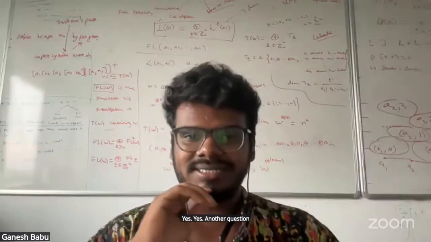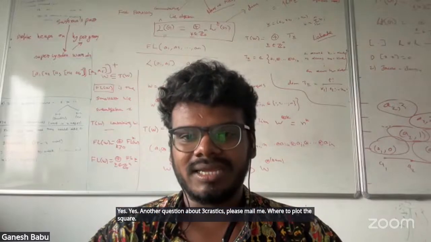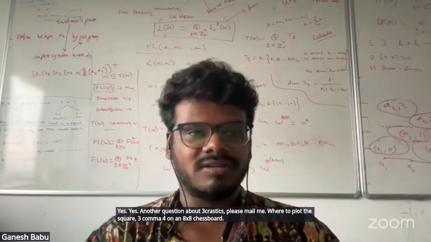Another question about 3x6: please mail me. Where to plot the square (3,4) on an 8x8 chessboard? Third row, fourth column.